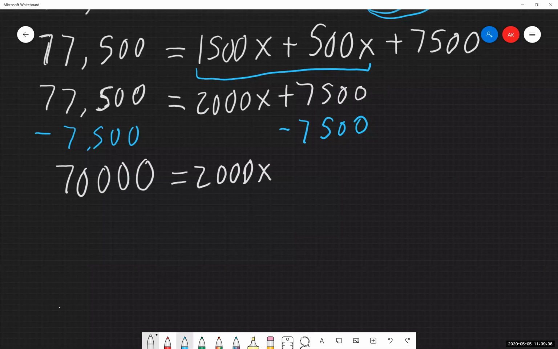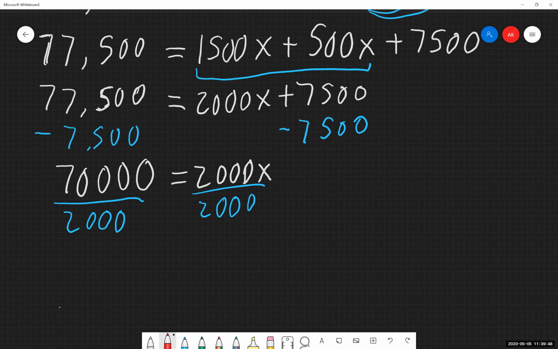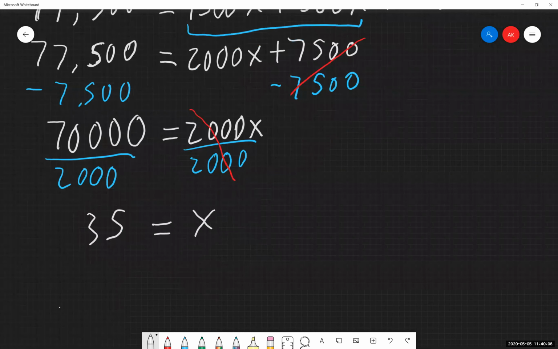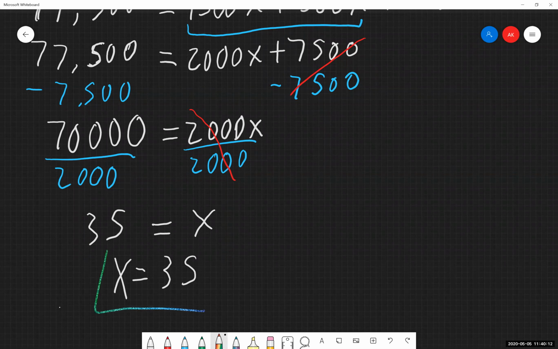And now from here, I do not want 2,000x, I just want x. So I'm dividing both sides by 2,000. Whatever we do to one side, we have to do to the other. Again, 70,000 divided by 2,000. Use your calculator if you need to. I'm getting 35. I'm just going to put the x on the right-hand side here. So we have our x value. Yay! Have half of this thing done.